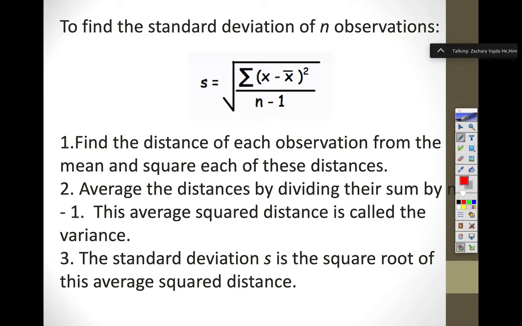To find the standard deviation of observations, you find the mean first. You need to know what the mean is. Then you find the distance of each observation from its mean, and we square it. We add them all up. That's the Greek letter sigma. It means add them all up. And then you divide by the number of observations minus 1 and take the square root.